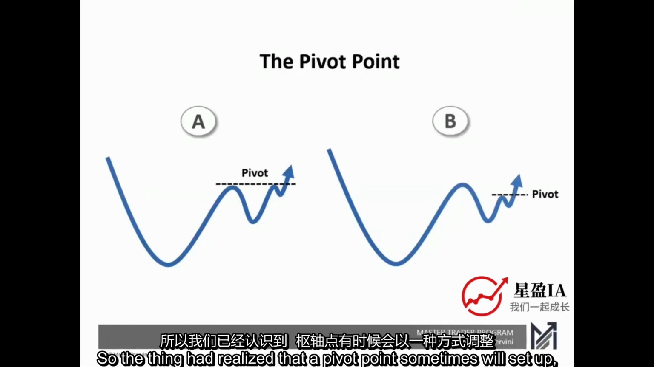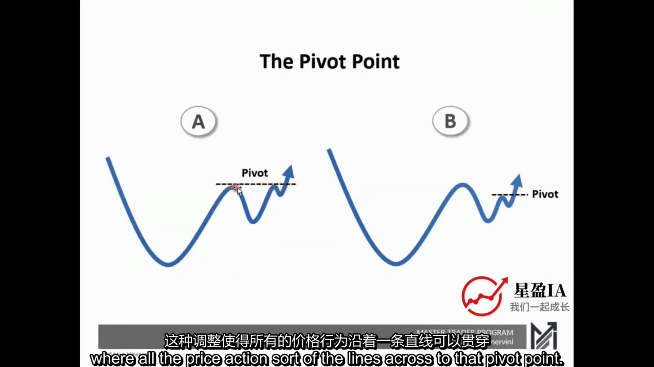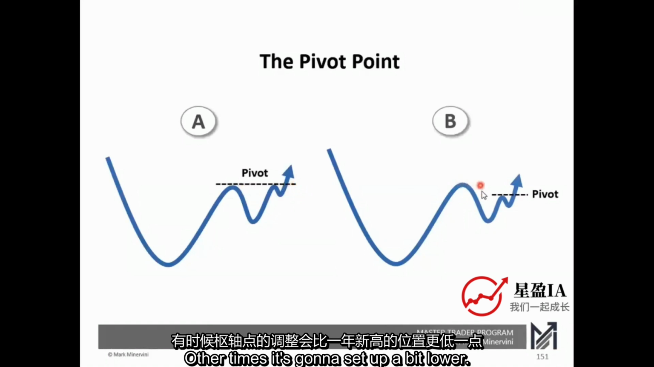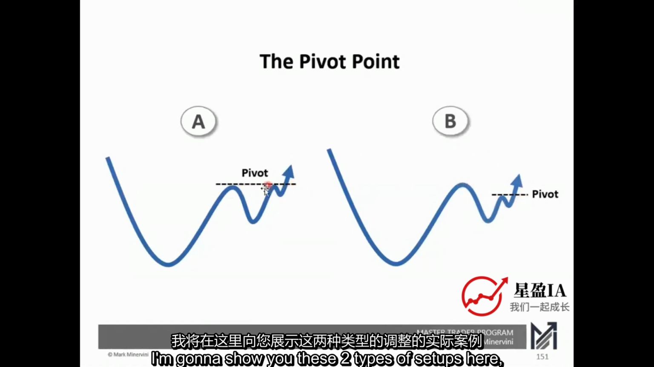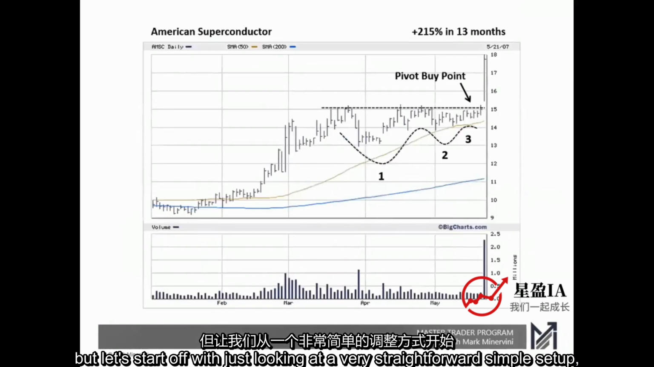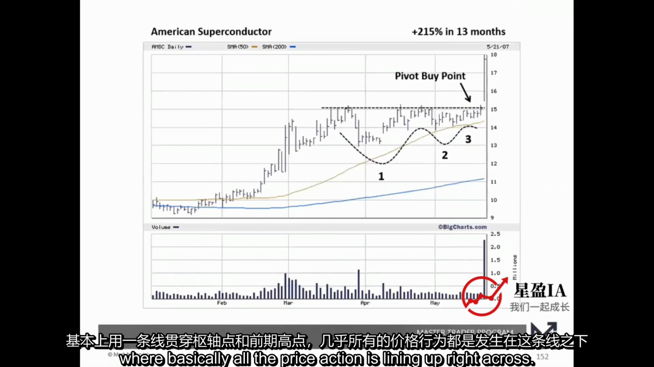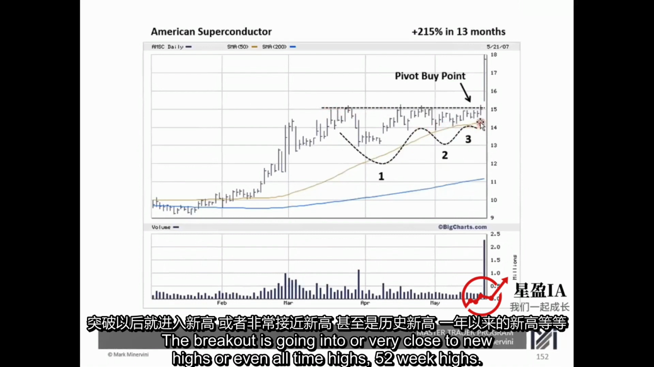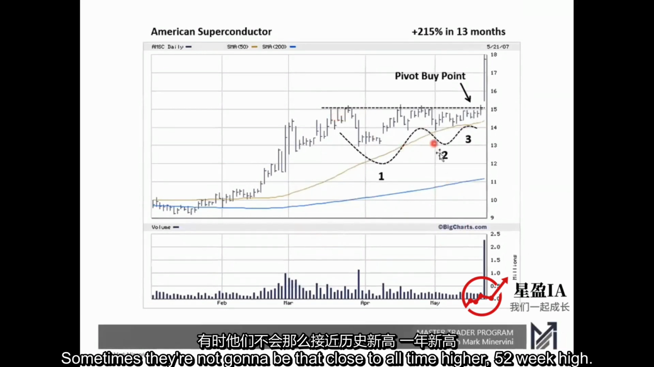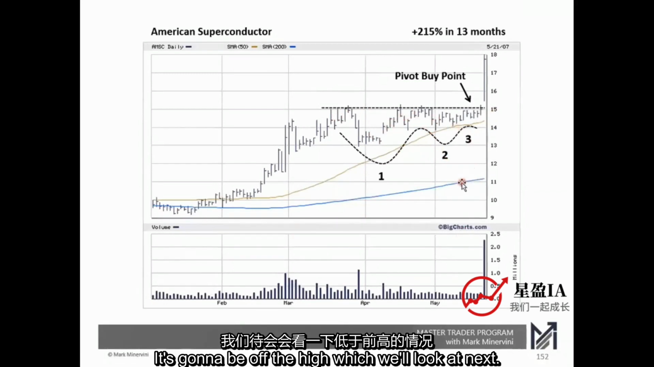The thing you've got to realize is that a pivot point sometimes will set up where all the price action sort of aligns across to that pivot point, and other times it's going to set up a bit lower. I'm going to show you these two types of setups here. But let's start off with a very straightforward, simple setup where basically all the price action is lining up right across, and the breakout is going into or very close to new highs or even all-time highs, 52-week highs. And sometimes they're not going to be that close to all-time high or 52-week high. It's going to be off the high, which we'll look at next.